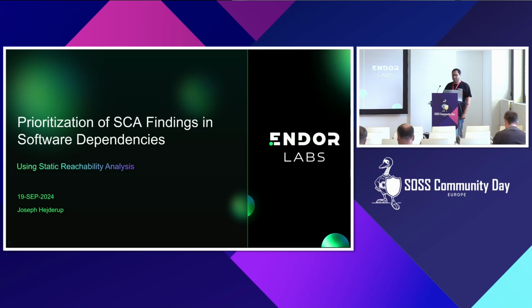So I'm going to talk about prioritization of SCA findings in software dependencies. We're going to talk more about using static reachability analysis for this purpose.